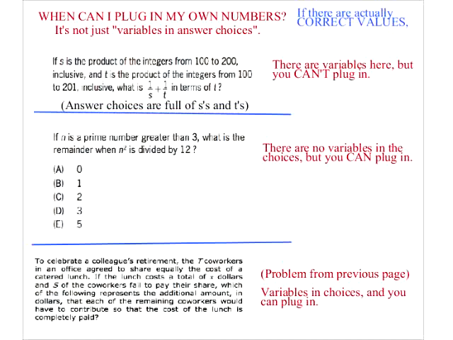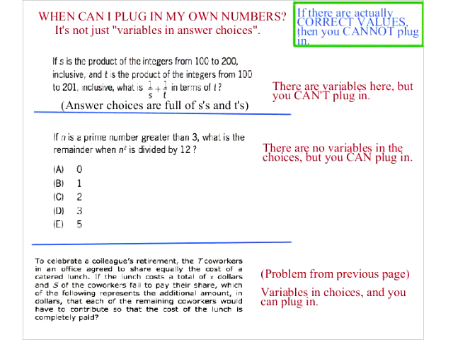Because when you plug in, what you're doing is you're basically making up a random value for a variable. And so if there are correct values, then it doesn't work. But if there's anything undetermined, like if there's any values that don't exist or that can have whatever values that you want them to have, then you can. So if any unknowns are not determined, then you can plug in.